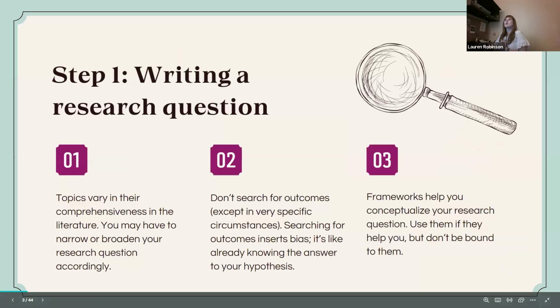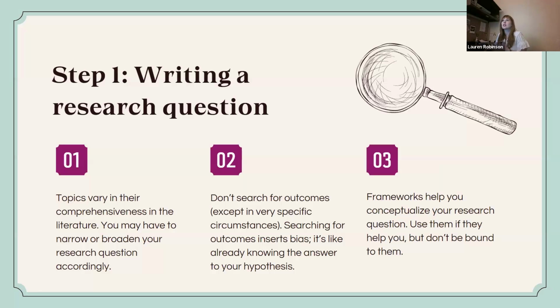So the first step of considering what type of literature search to do, whether it's for systematic reviews, rapid review, scoping review, whatever it may be, is really considering your research question, because the methodology varies based off the type of question you're asking. Topics vary in their comprehensiveness in the literature, so you may need to broaden or narrow your research question accordingly, depending if it's a literature search or a systematic review. You don't want to search for outcomes when you're doing these types of searches, unless, for literature searches, you can sometimes, because it inserts bias into your search.